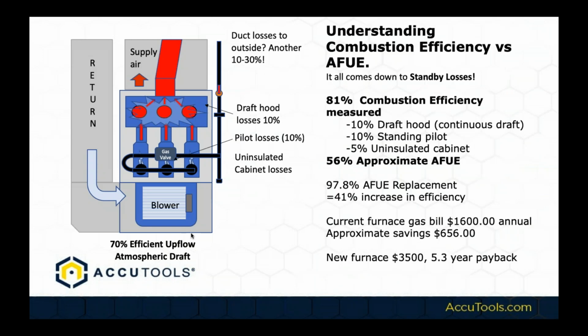A couple other things I wanted to cover here. You're standing down there with a customer and they're watching over your shoulder and saying, wow, my furnace is 81% combustion efficient. Well, you have to understand that there's combustion efficiency and there's AFUE efficiency. When you take that combustion efficiency, you need to explain to your customer that we need to subtract 10% for the draft hood and 10% for the standing pilot, and there's an old uninsulated cabinet losing heat in the basement. So that appliance that is measuring 81% combustion efficiency is actually only 56% AFUE, because it's losing all of its heat energy through standby losses.